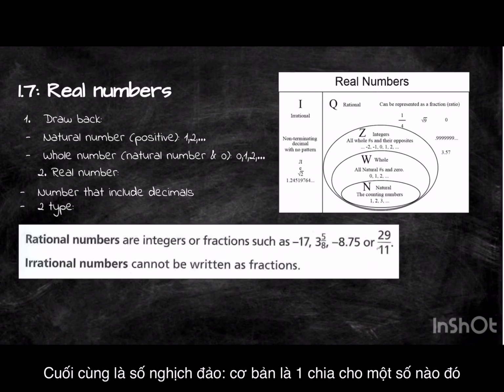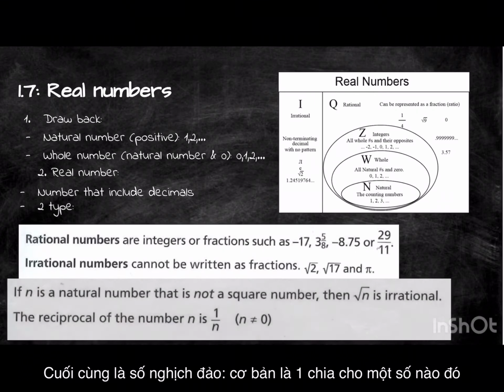Thirdly, we'll come to the reciprocal number, which basically is 1 divided by a number which is not 0.